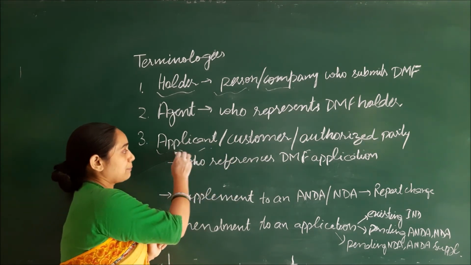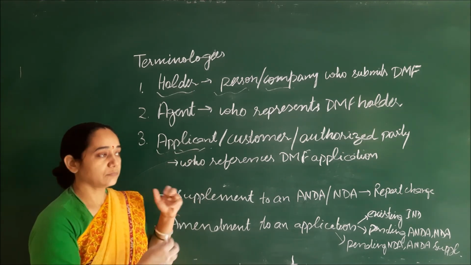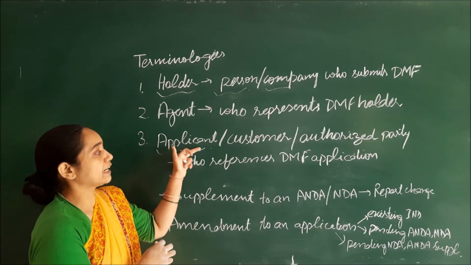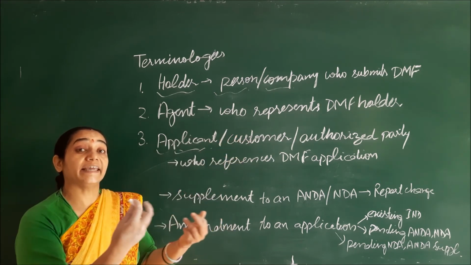Applicant could be an industry. Means a particular industry is applying, then the applicant could be that. Or they have authorized an individual, then the applicant could be that. Customer means who is taking the product.